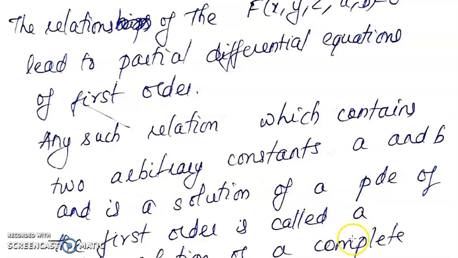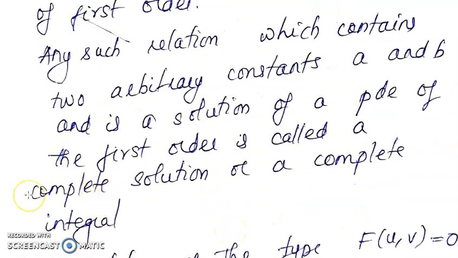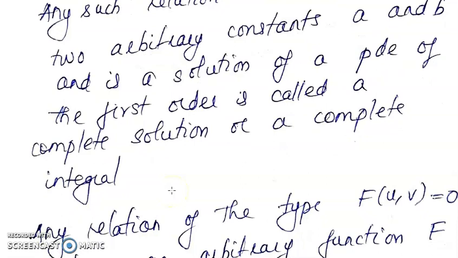We call such solutions the complete solution or the complete integral. So, by complete solution or complete integral of a PDE, it means a function that satisfies your PDE and involves arbitrary constants a and b. So it is called the complete solution or complete integral.